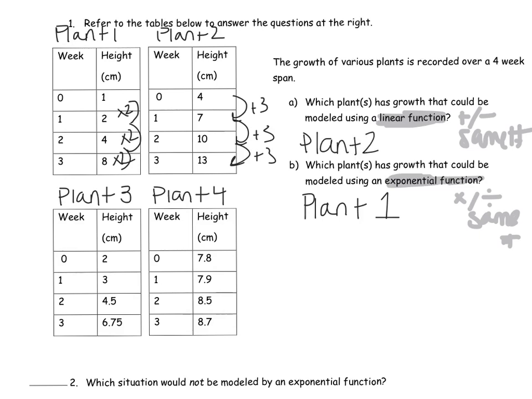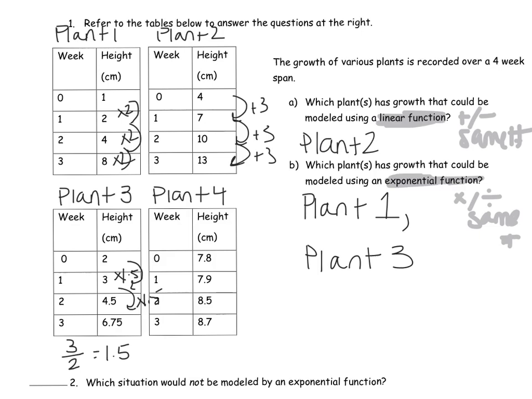Plant 3, I'm starting with 2, I'm going to 3. So I'm going up by 1. Then I'm going from 3 to 4.5. This doesn't go up by 1, so it's not linear. But this actually is exponential. So if I wanted to find the common ratio for this, I get 1.5, right? You're actually multiplying by 1.5 each time. You can test it yourself. 3 times 1.5 is 4.5. And then 4.5 times 1.5 is 6.75.